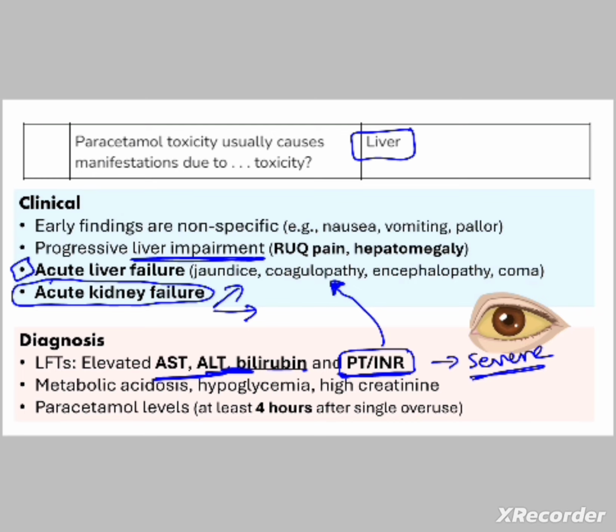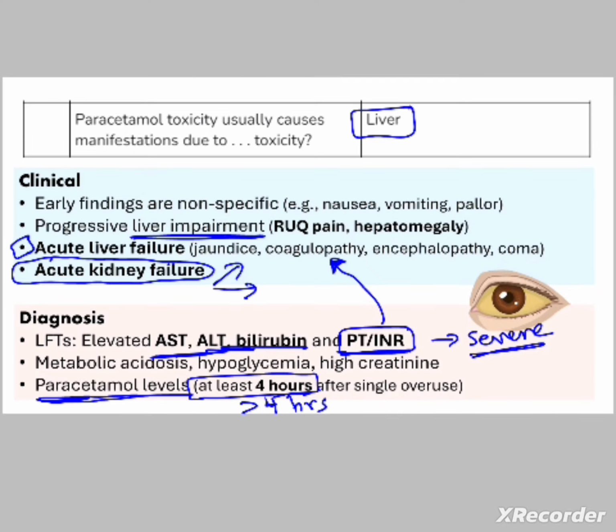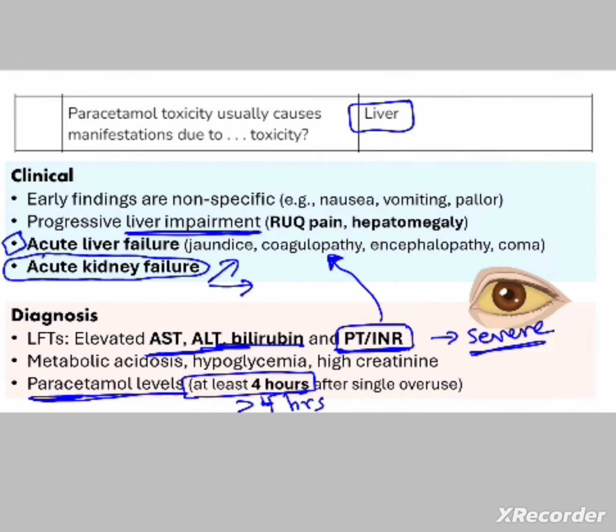And the third point, which is super important, is that we should check paracetamol level. But it's very important to check at least 4 hours after ingestion. After 4 hours, we should check paracetamol levels, because before these 4 hours, we cannot expect that paracetamol will be detected in the blood, because it needs time to be absorbed. So let's come to the next flashcards, which are about this slide.